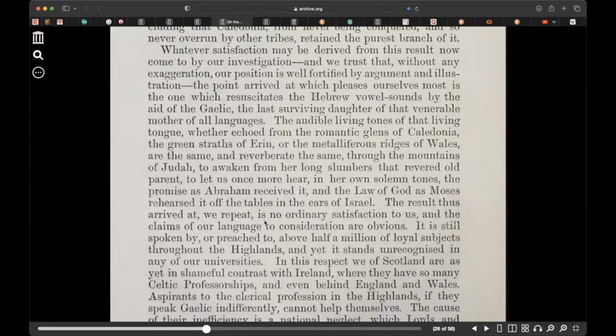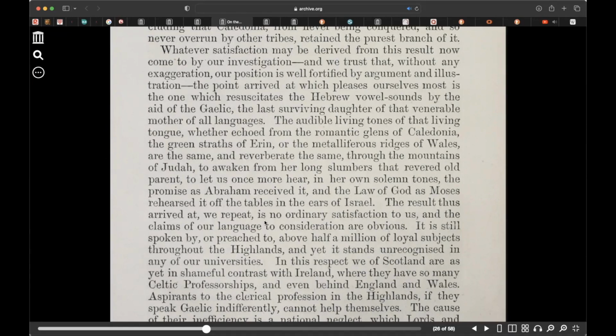Further down in the book, it says, whatever satisfaction may be derived from this result now come to by our investigation. And we trust that without any exaggeration, our position is well fortified by argument and illustration. The point arrived at which pleases ourselves most is the one which resuscitates the Hebrew vowel sound by the aid of the Gaelic, the last surviving daughter of that venerable mother of all languages. All right, they're letting you know here, this book right here from 1865 regarding the affinity of the Gaelic with the Hebrew, that the Gaelic is the daughter of the mother tongue, which is Hebrew, so-called Hebrew, right?